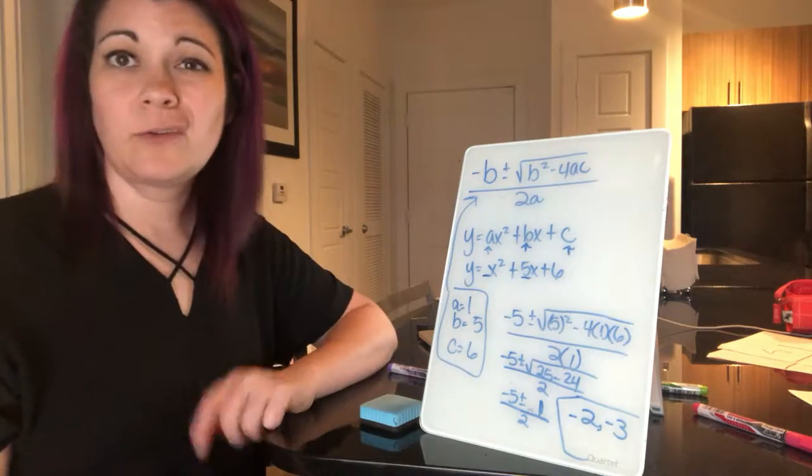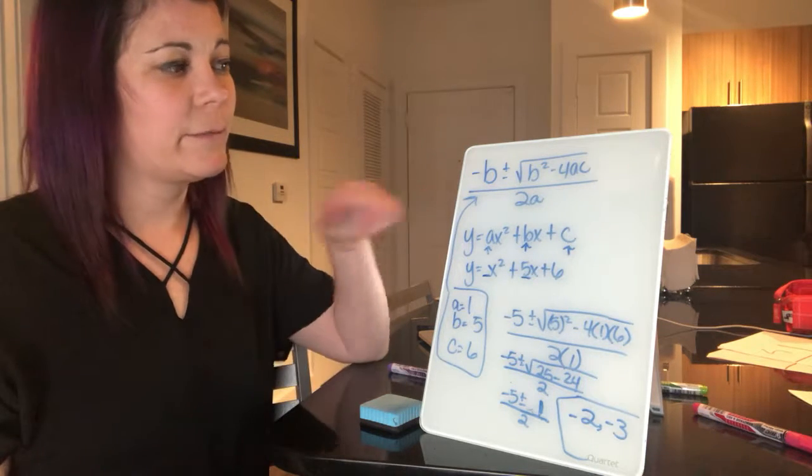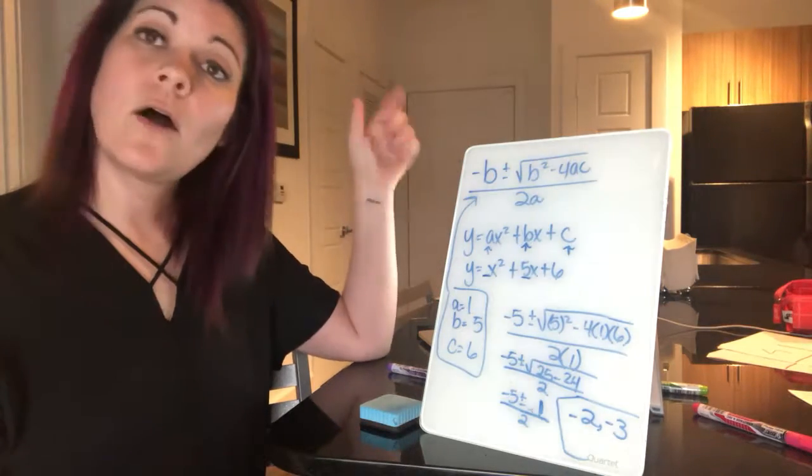And that is how you do the quadratic formula. It's really that simple. See if you can remember this. Negative b plus or minus the square root of b squared minus 4ac all over 2a.